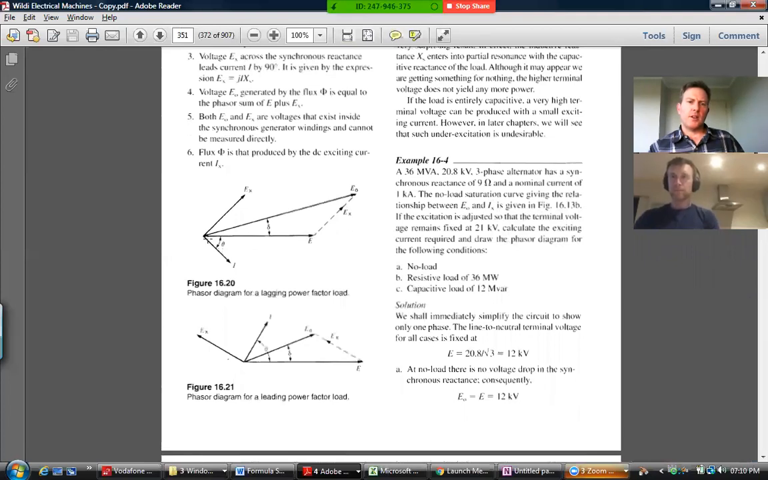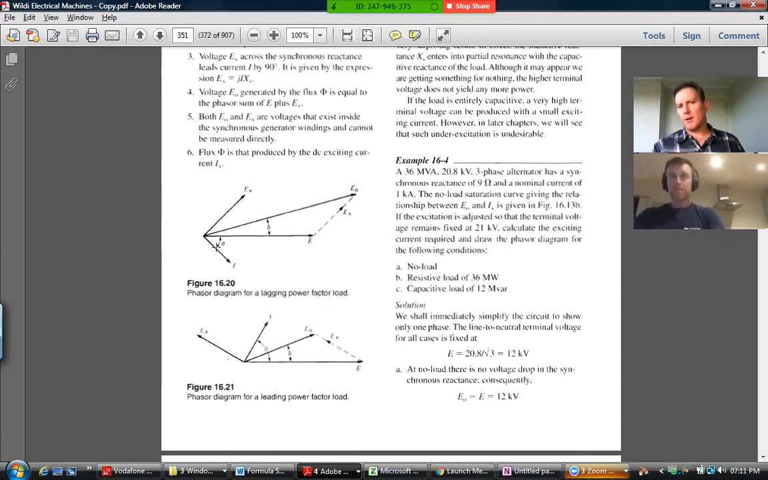The current here is dictated by the power factor of the load. The load itself sees that voltage and it sees that current. So the difference between that voltage and that current is purely dictated by the power factor of the load, independent completely of the synchronous generator. So that fixes the angle of the current.